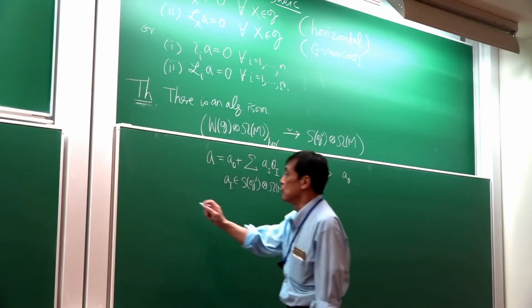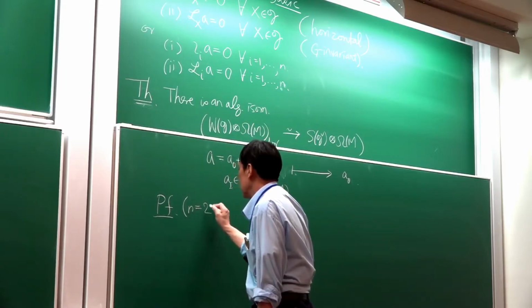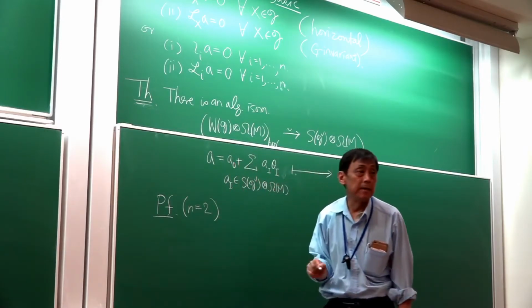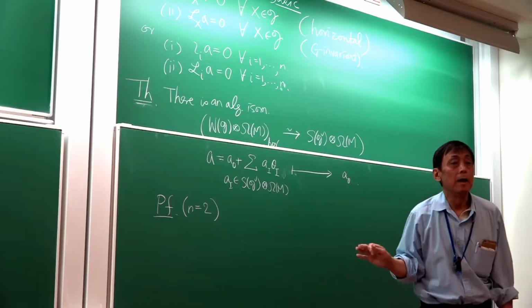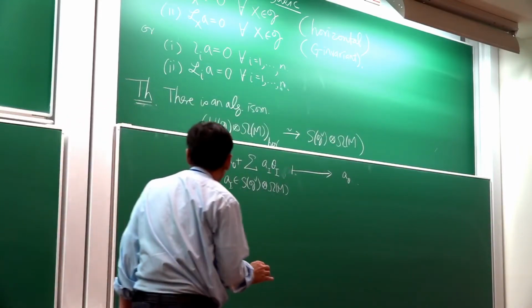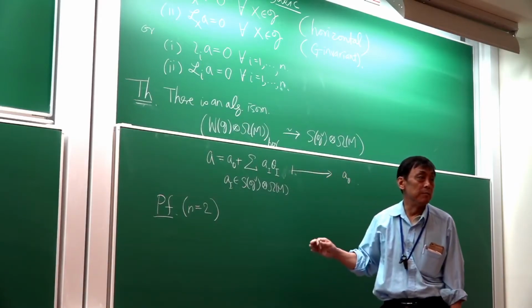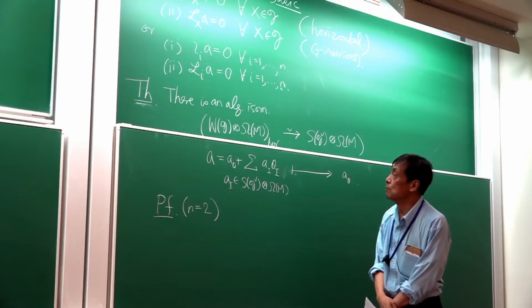Okay. So I'm going to give the proof for just n equals 2, because the general case is similar. But the proof is a little bit simpler when n is equal to 2, okay?